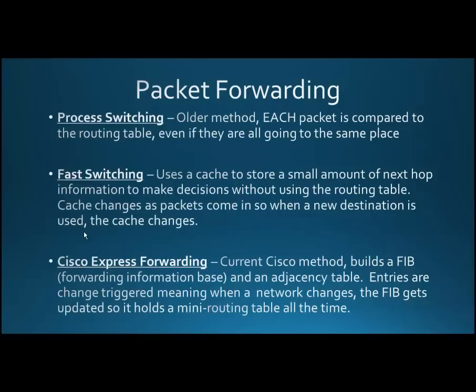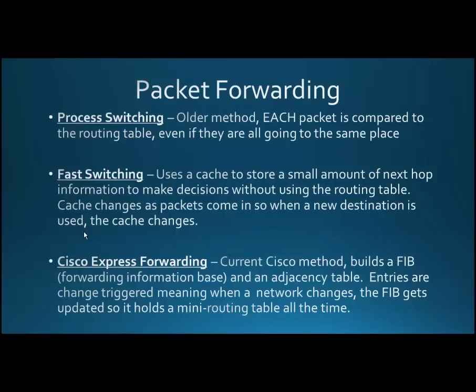All right, so then we go to fast switching. With fast switching, there's a small cache that stores the last destination information. And as a packet comes through, the first packet would have to go check the routing table and make a decision. But then that decision would be stored in the cache, so that the second packet behind it that's going to the same location doesn't have to check with the CPU. So it saves CPU cycles, duh.